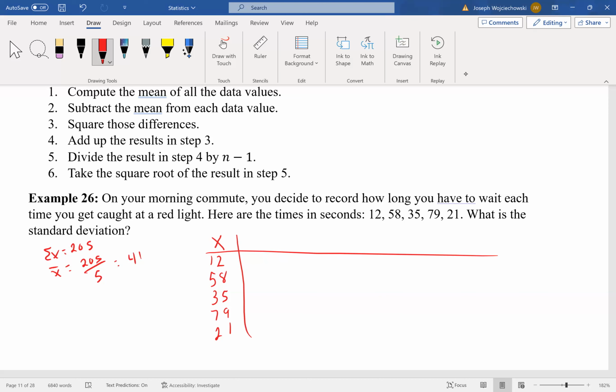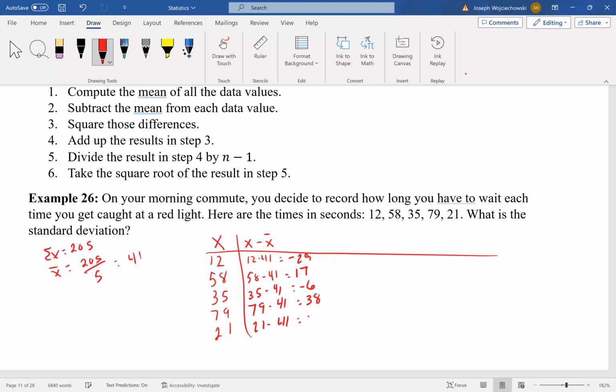So next step is to calculate the difference between x and our mean. So here I have 12 minus 41, which is negative 29. Here I have 58 minus 41, which is 17. And I have 35 minus 41, which is negative 6. Then I have 79 minus 41, which is 38. And then I have 21 minus 41, which is negative 20.